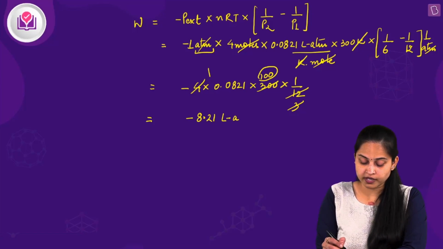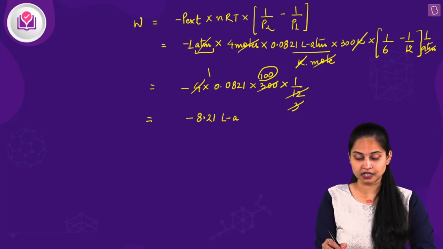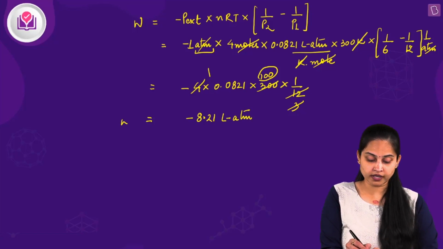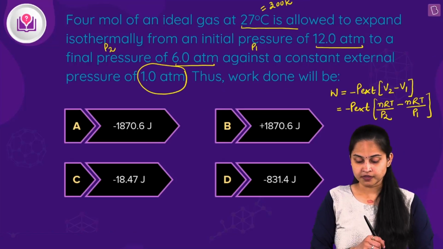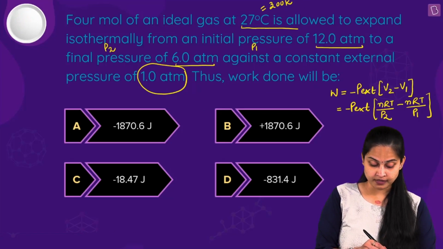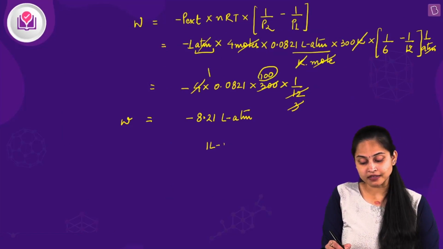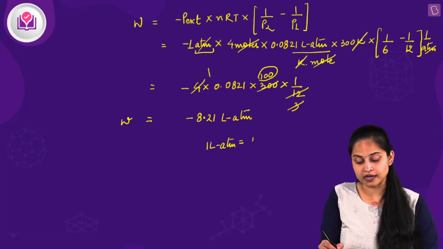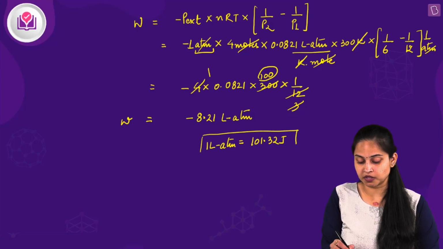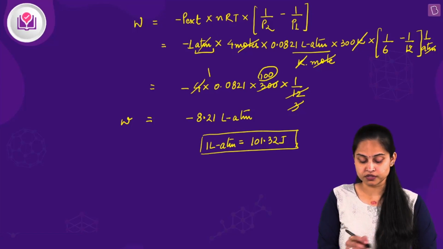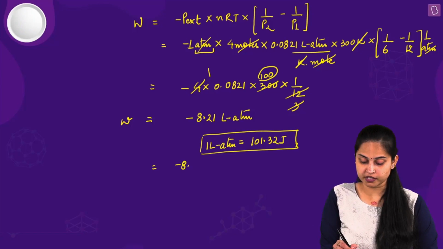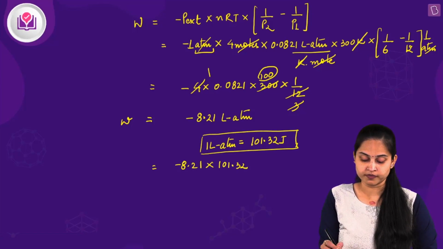So 2 zeros over here. So minus 8.21 liter ATM. But over here, basically, we want the answer in joules. Now, 1 liter ATM is equal to 101.32 joules. This is the relationship between liter ATM and joules. So it's minus 8.21 multiplied by 101.32 joules.